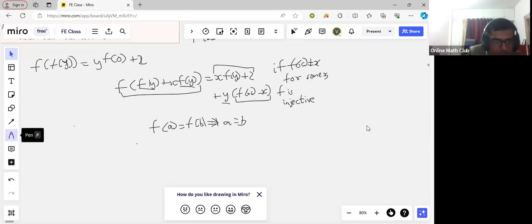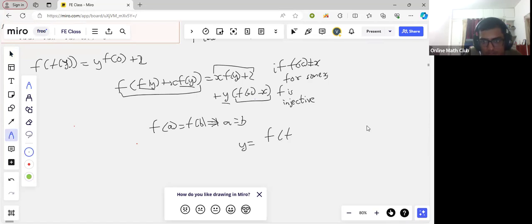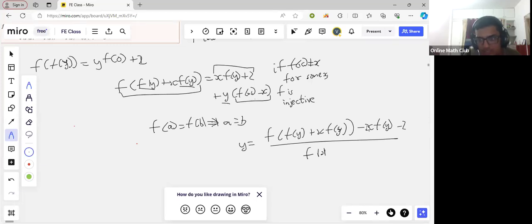The idea over here is again that you just write y is equal to this, right? This is what you're doing. This is clear to everyone, right? And if f of x is always equal to x, we can check it out. It doesn't work. That's something we can check.